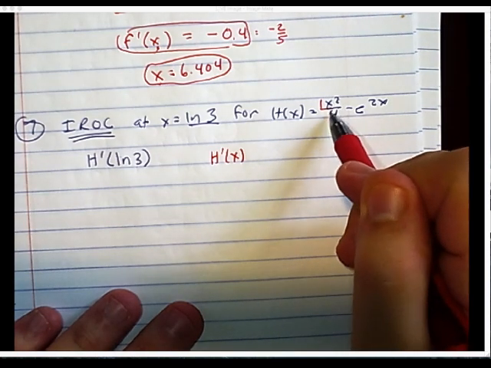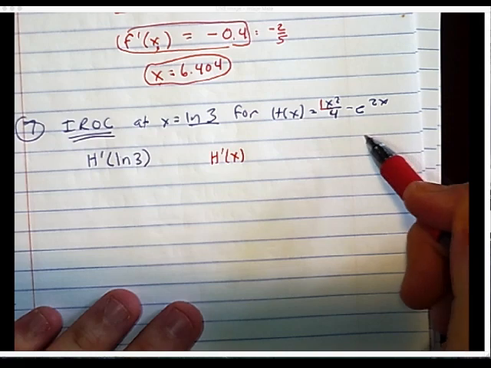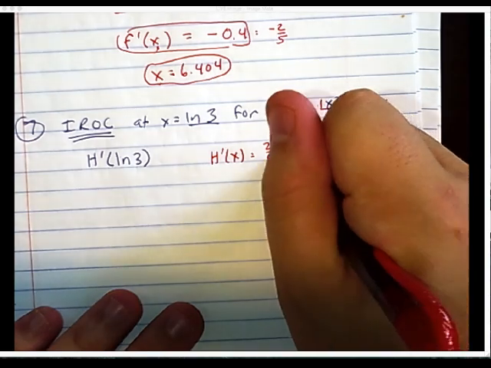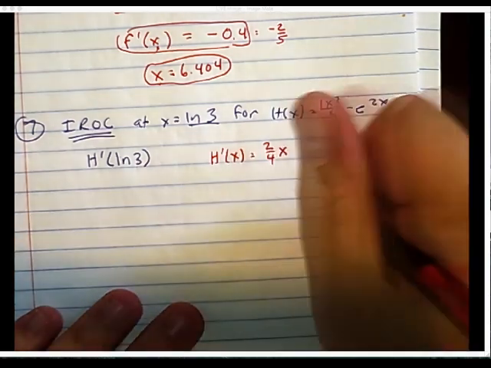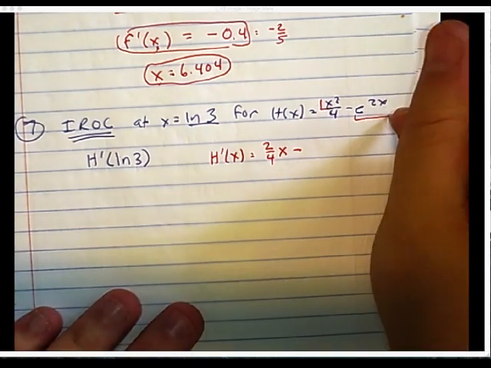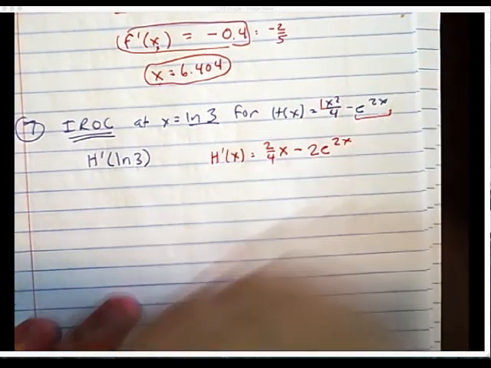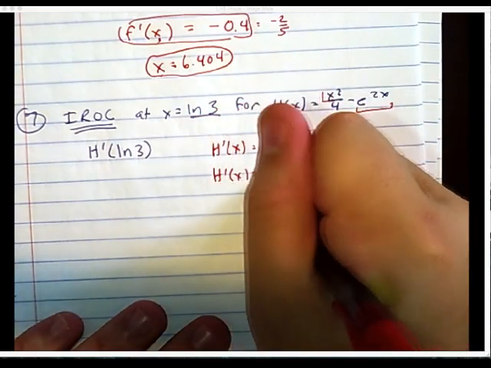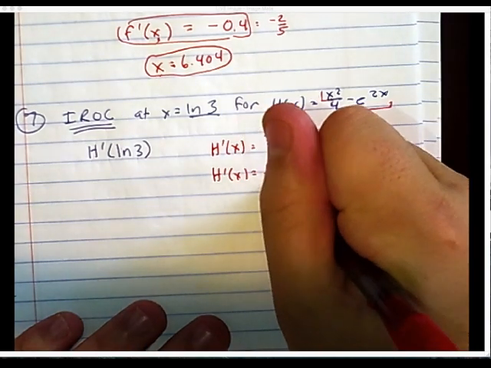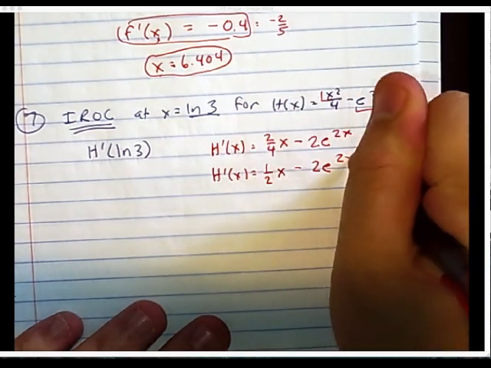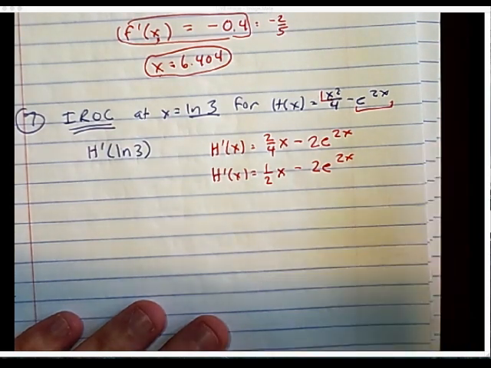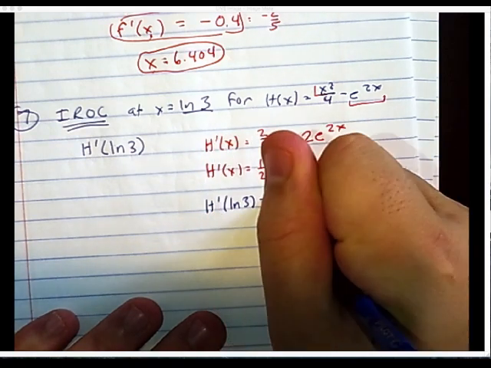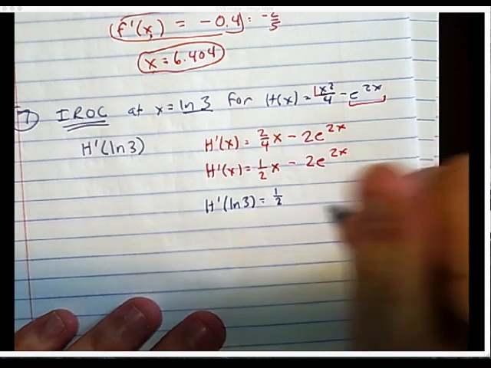So remember, x squared over 4 can be written as 1/4 x squared. So you would take a fourth times 2, that's 2/4. You would reduce the power by 1, minus the derivative of this piece would be 2e to the 2x. So if you wanted to make that look a little bit nicer, instead of writing it as 2/4, you could write it as 1/2. So h prime of x is 1/2 x minus 2e to the 2x. Now I want to figure out what h prime at ln of 3 is. So everywhere I see an x, I'm going to plug in ln of 3.